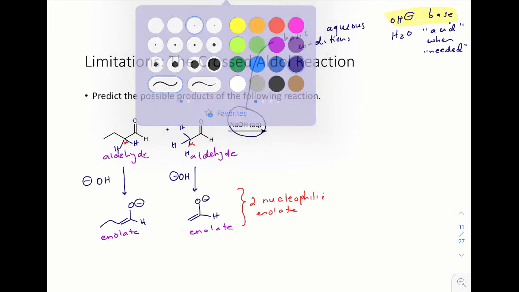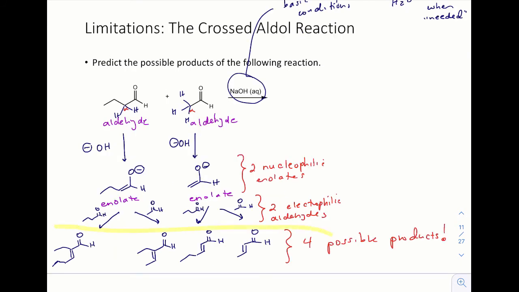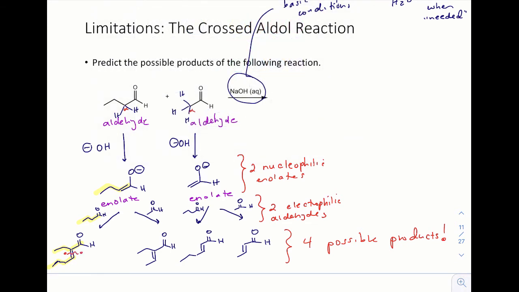And there are two possible electrophiles that each one of these enolates can react with. What are those, you say? Well, the two aldehydes we started with in their carbonyl forms. This yields four possible products. Two of the products represent self-condensations, such as the self-condensation of butanal, represented on the left side of the screen. On the right side of the screen, we see the self-condensation of acetaldehyde.